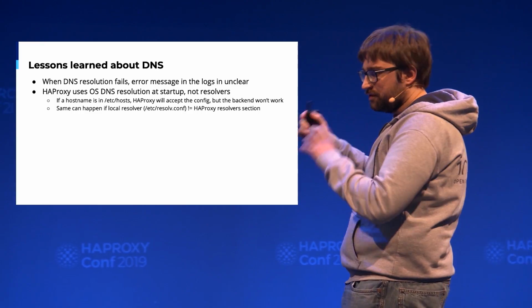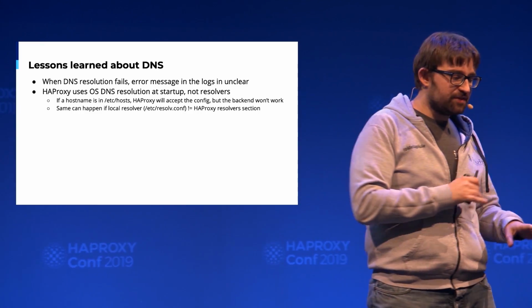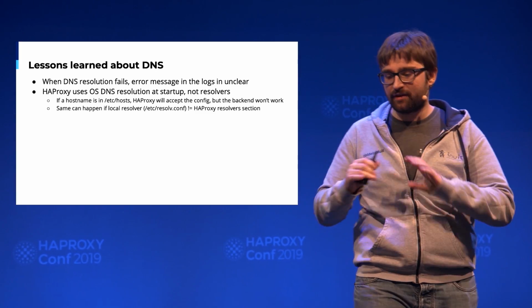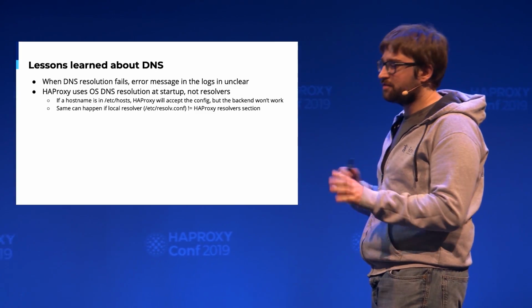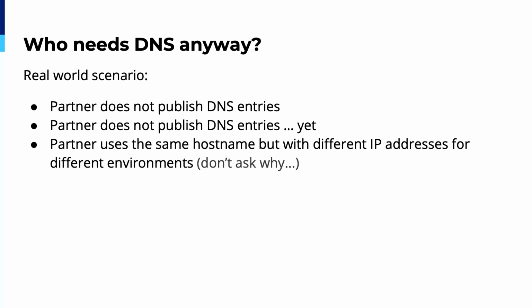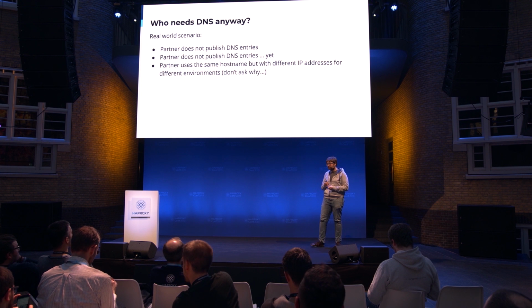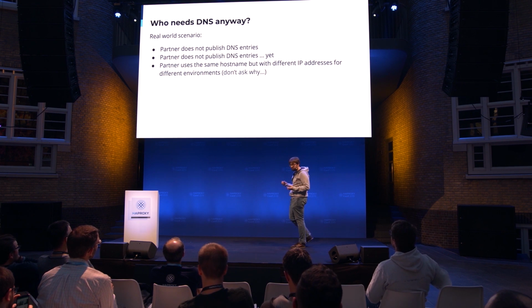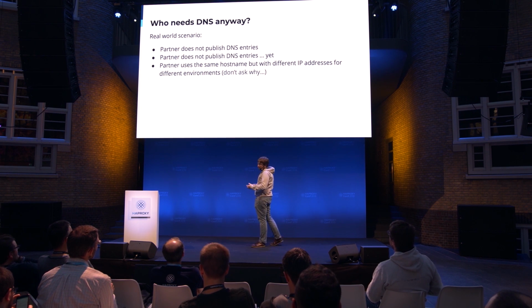Also, when the DNS resolution is failing, the error message in the log is not quite crystal clear, so sometimes it took us some time to figure out what was going on. So in the real world, we have some strange things. Like sometimes the partners, they just don't publish the DNS entries. Why would they publish a DNS entry? Yeah, you know, or not yet.